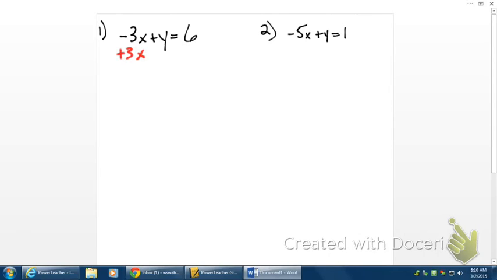Now, by doing that, what happens to that negative 3x on the left side over here? It cancels. So you can draw a little line through that. That's gone. So what do I have left? Well, I have a y equals.